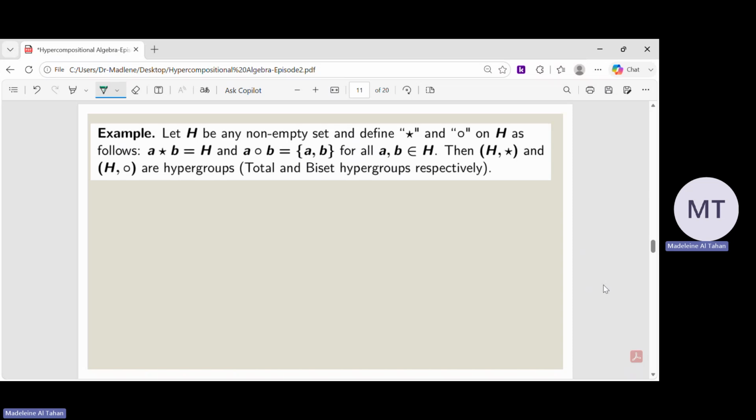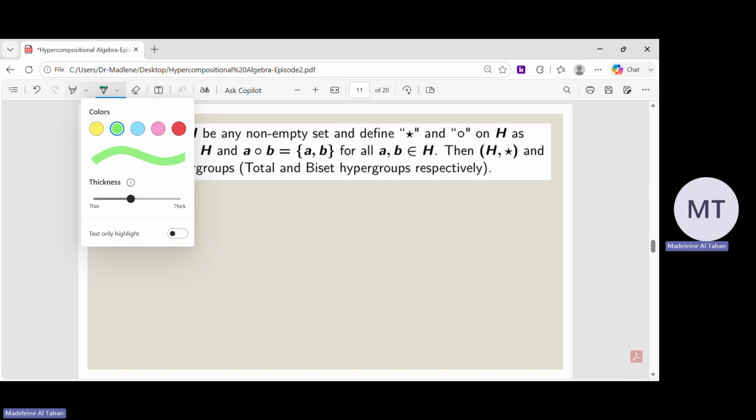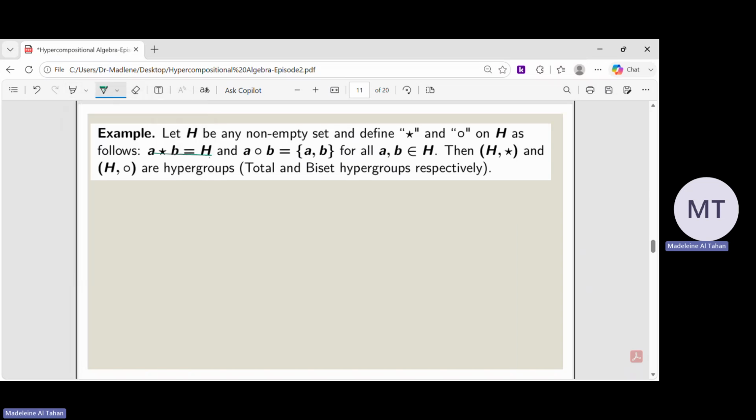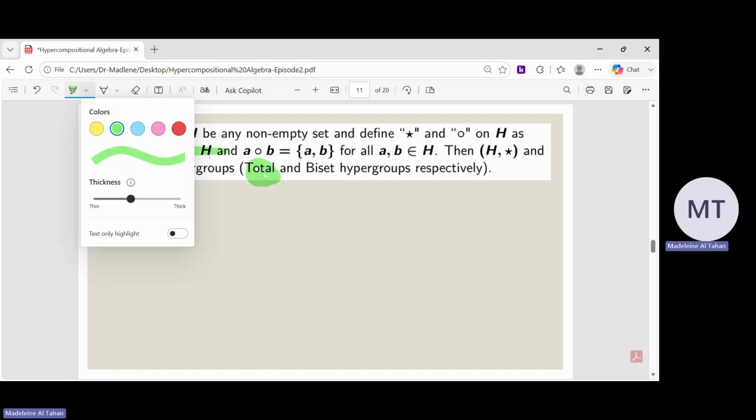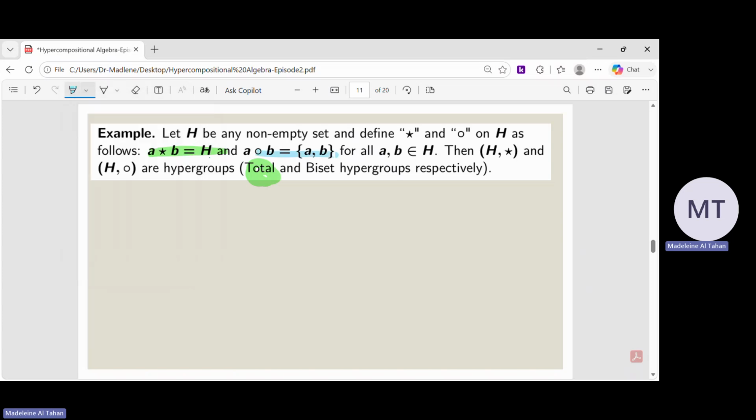Now let's try to verify with concrete examples. So here we are starting with H, any non-empty set. And we are defining two hyperoperations. The first hyperoperation I will highlight in green, and we call it the total hypergroup. And the second hyperoperation, I will highlight in blue, and we call it the biset hypergroup.